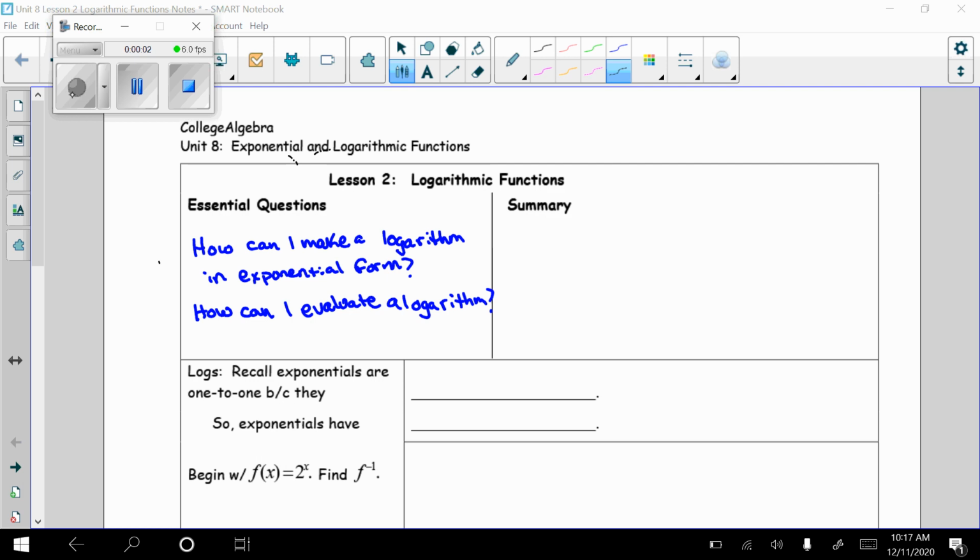Good morning. Moving into Unit 8, Lesson 2, we're going to look at how you can make a logarithm into exponential form and then how to evaluate a logarithm. Recall that exponentials are 1 to 1 because they pass the HLT, which means that exponentials have an inverse, and that inverse happens to be a logarithmic function.